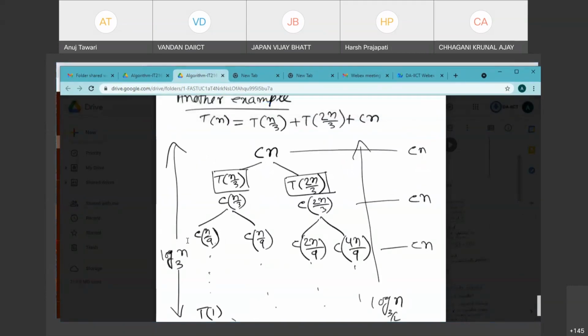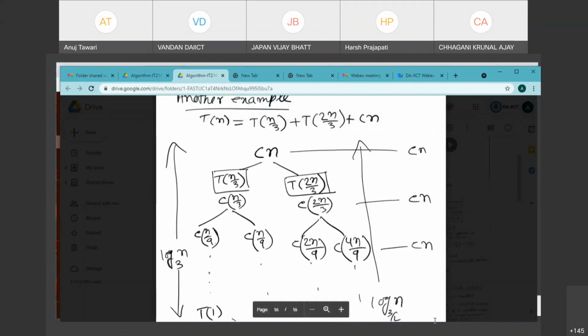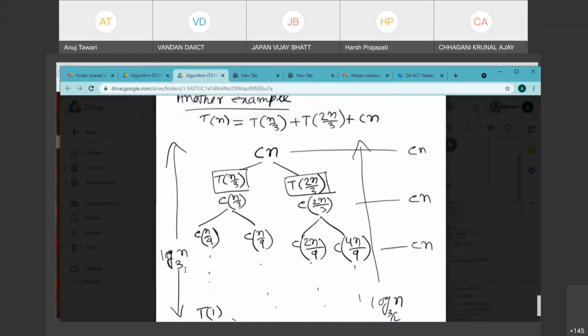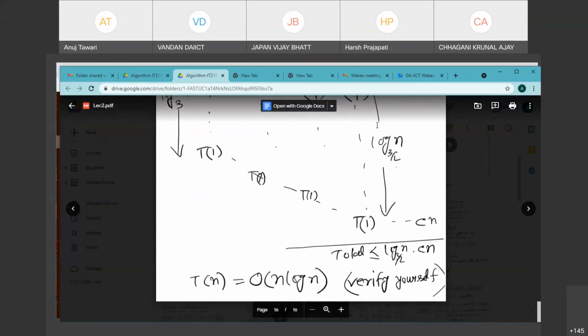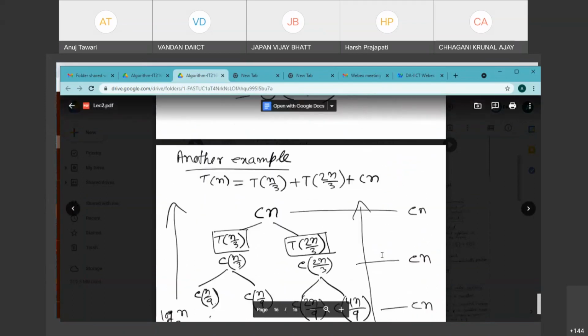And overall growth will be, at every level you add a Cn term. Cn, Cn, Cn. For how many levels? Log n to the base 3. Therefore, the solution is Cn now. Okay. You can verify for yourself that many of you got it as well.